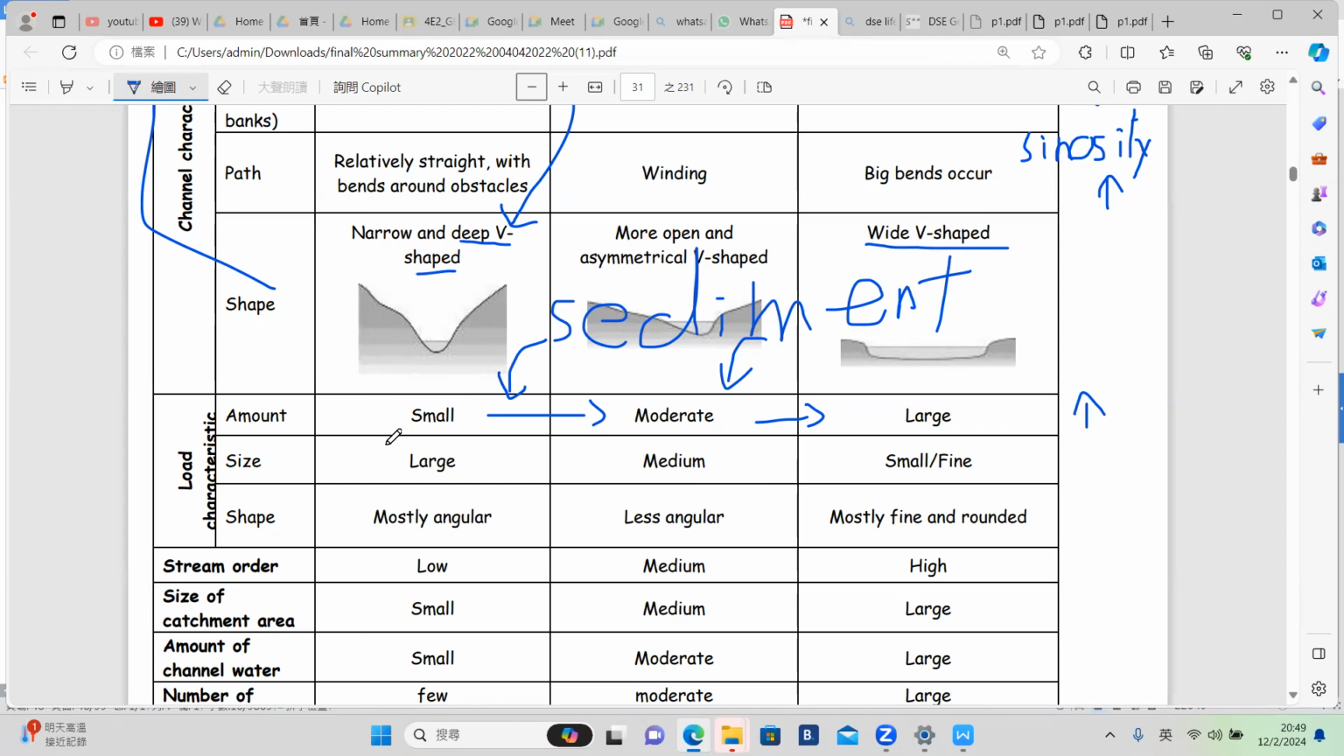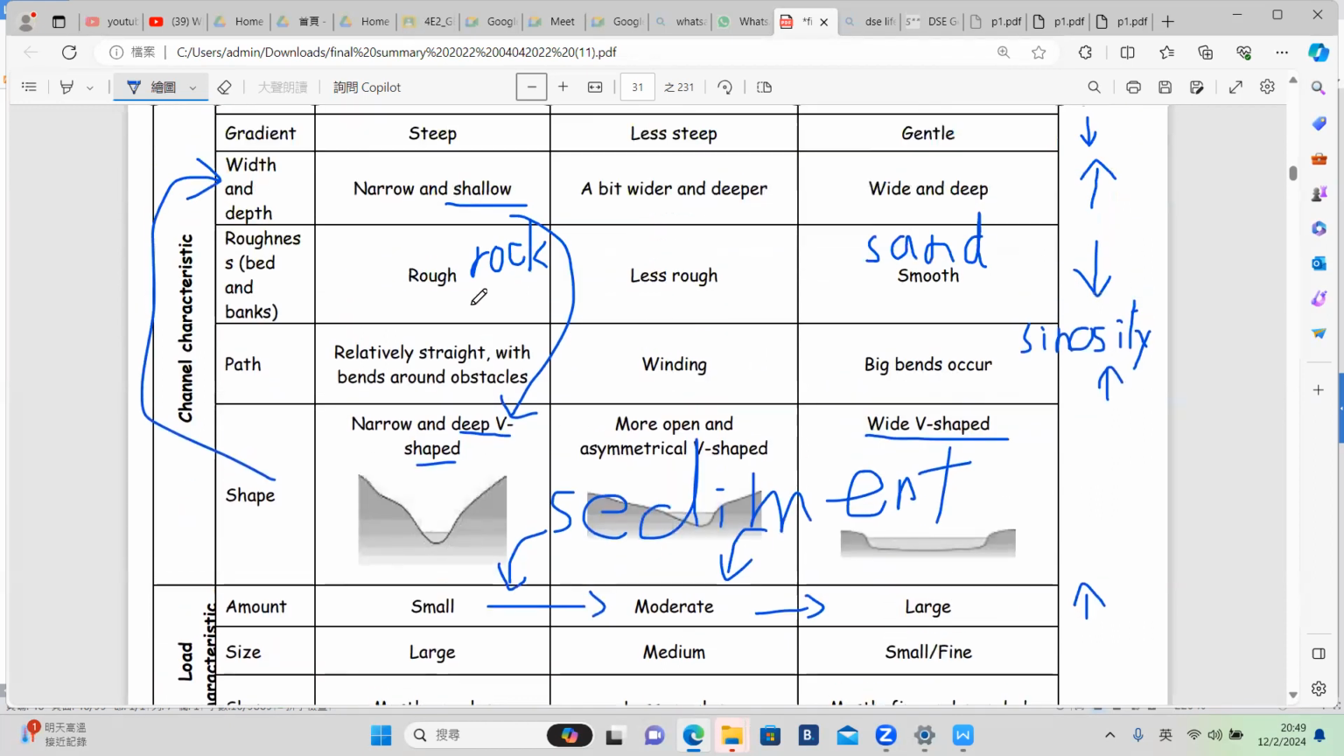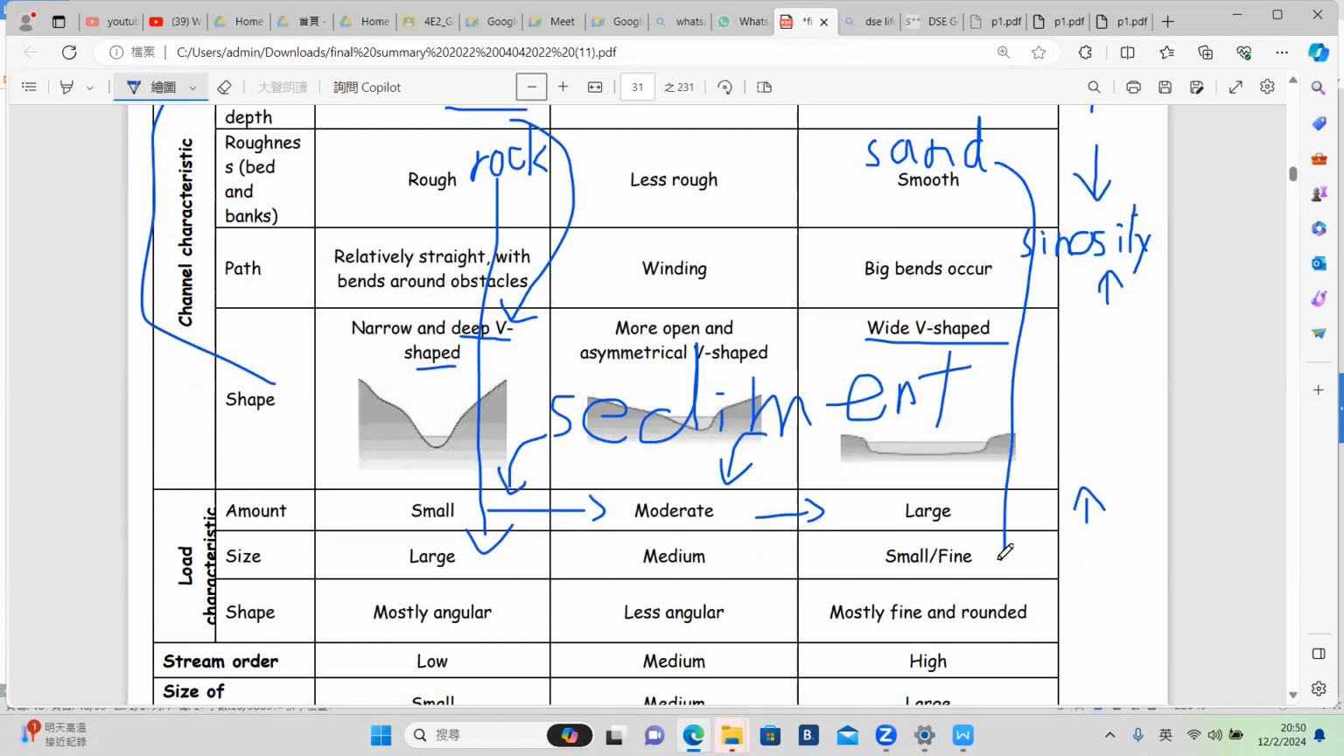And also for the size. Okay, the load in the upper course is mainly made up of rock, so the size should be larger, and for the lower course it is sand, so it is relatively fine.